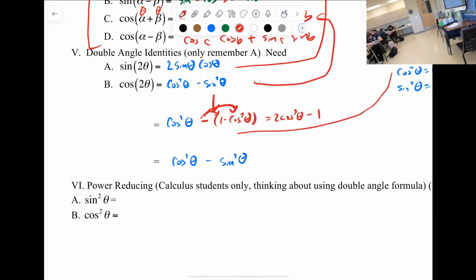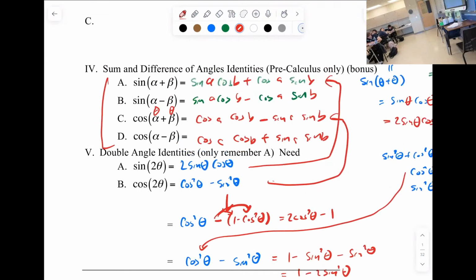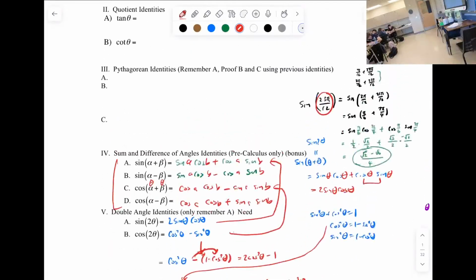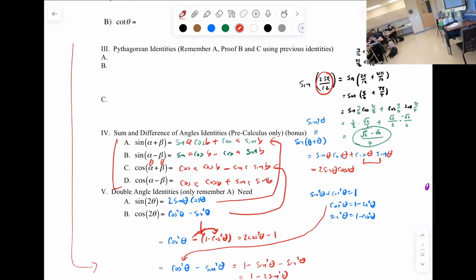So cosine, that becomes 1 minus cosine squared theta. 1 minus sine squared theta, sorry. And this is minus sine squared theta. That's equal to 1 minus 2 sine squared theta. Is that okay? So we come out with the identity here. We just proved all the way to here.